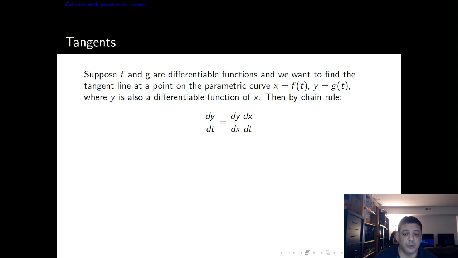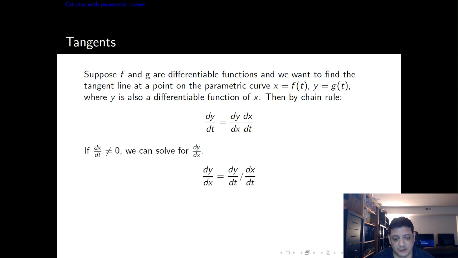Then by the chain rule, we have that dy/dt is equal to dy/dx times dx/dt. This is just coming from the chain rule, in that we're assuming that y is also a function of x, but x is a function that depends on t. Now we can use this arrangement to find a way to express the variation of y with respect to x.